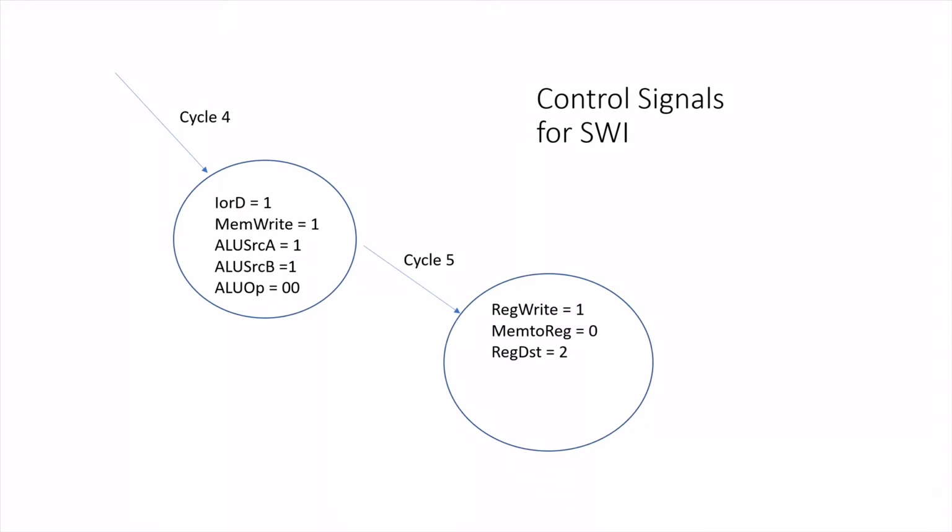So here are the control signals for store word increment. As said before, the first 3 cycles are the same as the store word. And in the fourth cycle, IORD is set to 1, memwrite is set to 1, ALU source A and B are both set to 1, and then ALU op is set to 0, 0. Then in the 5th cycle, reg-write is set to 1, mem-to-reg is set to 0, and reg-dest is set to 2.